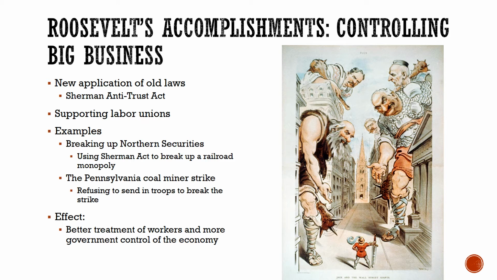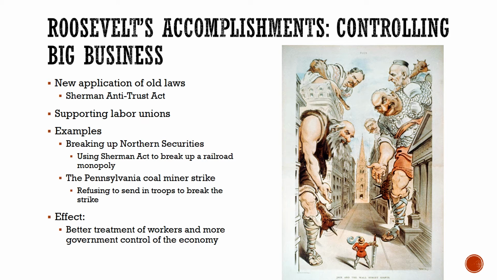The first is his use of the Sherman Antitrust Act to break up Northern Securities. So this was a giant monopoly that was being set up by a banker called J.P. Morgan. And this monopoly was going to control all the railroads in the western part of the country, and this would have allowed them to charge super high prices. Anyway, Roosevelt figures this out, and he has his people use the Sherman Act to break up this railroad monopoly. And this is one of the first times that a giant company has been faced down by the government, but it won't be the last.